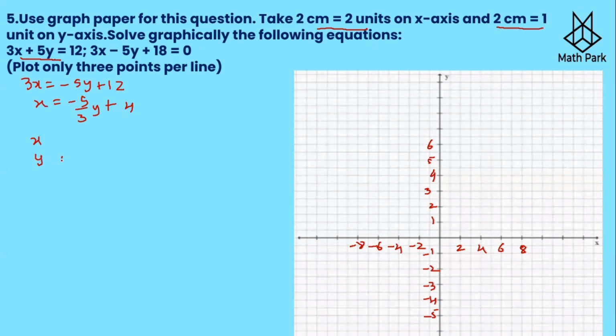If you put y is equal to 0, you get x is equal to 4. If you put y is equal to 3, 3 threes are 3 and 3 get cancelled. Minus 5 plus 4, you get x is equal to -1. If you put y is equal to 6, you get minus 5 upon 3 times 6 plus 4. 3 twos are 6, minus 10 plus 4. Minus 10 plus 4 is -6.